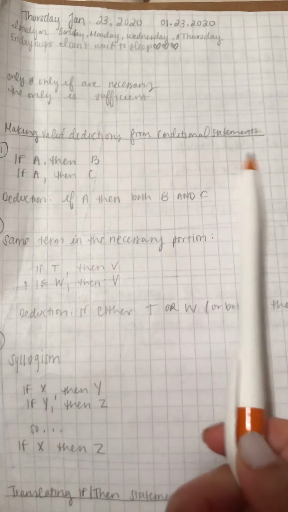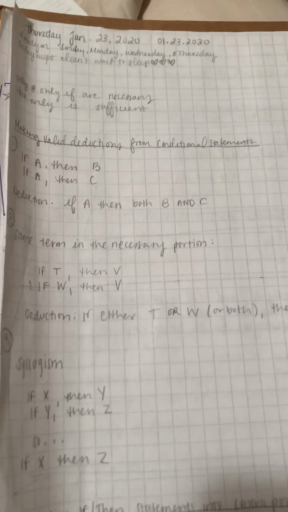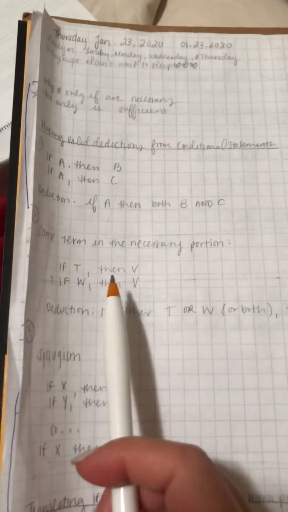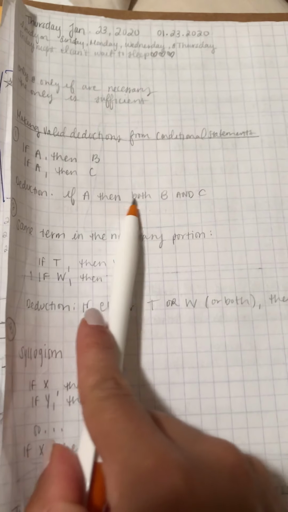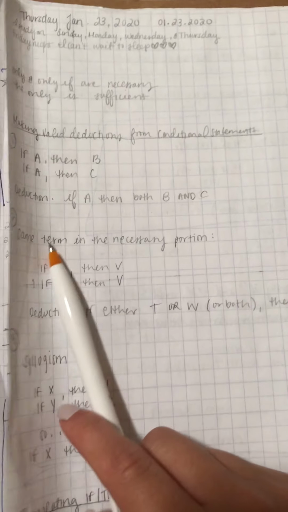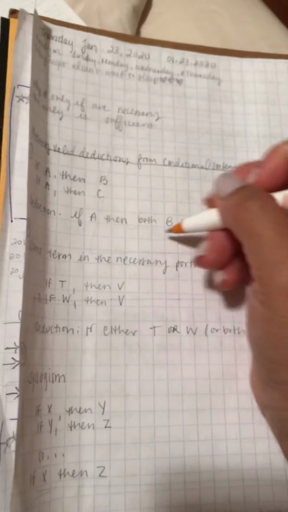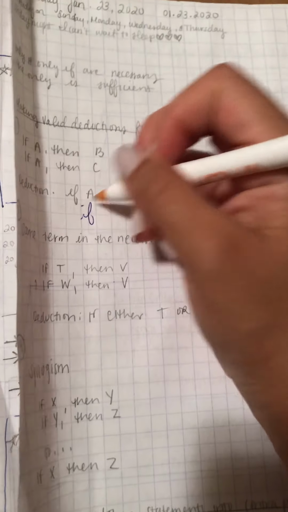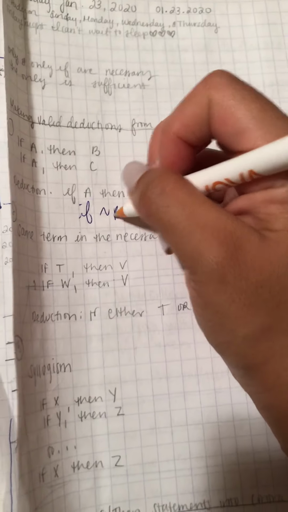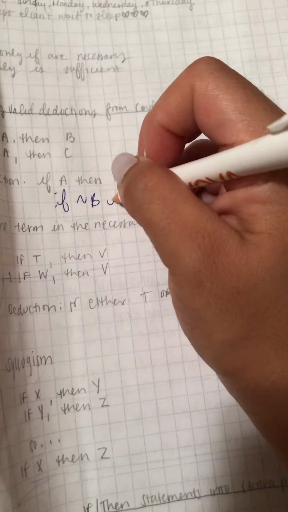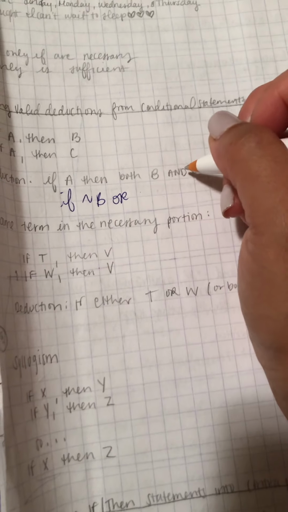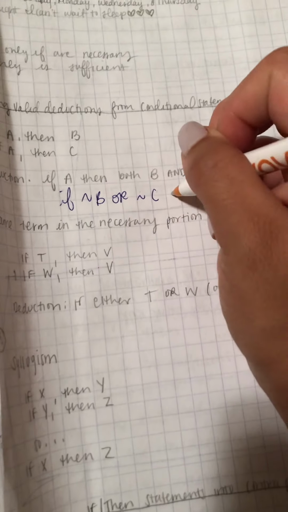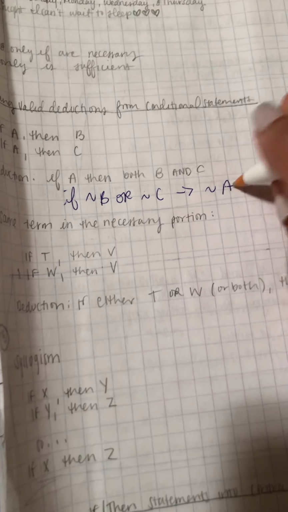Making valid deductions from conditional statements. If A, then B. If A, then C. Okay, so when you see that, it's if A, then both B and C. And then to negate it, to contrapositive it, it would be if not B, or not C, then not A. You switch it from and to or.